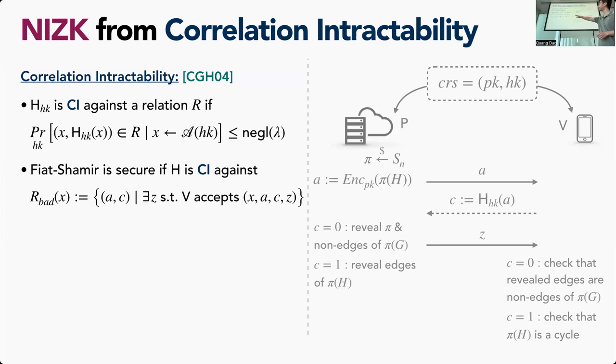So what you want is that if the instance X is somehow not in the language, meaning X here is the graph, and the graph doesn't have Hamiltonian cycles, then you can construct some hash function that is correlation-intractable against this relation. And you can prove that if it is CI against this bad relation, then the Fiat-Shamir transformation would go through.